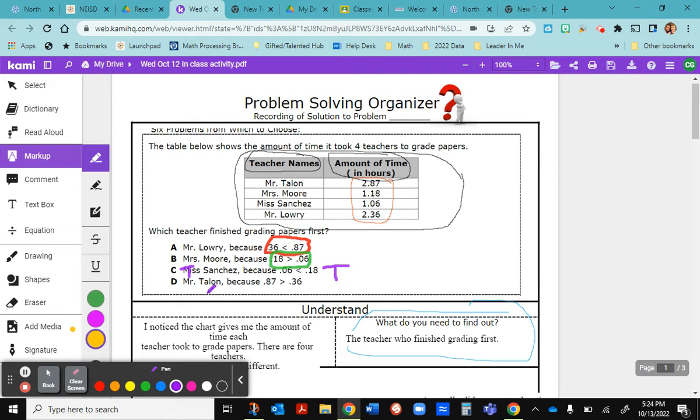Let's look at the next one just in case. So we'll change over to blue. Mr. Talon, because 87 hundredths is greater than 36 hundredths. His number is greater, but does that make him first to win or just have the greater number? Yeah, just the greater number. So it doesn't make him the winner, it just has the greater number. So the correct answer then is going to be C.